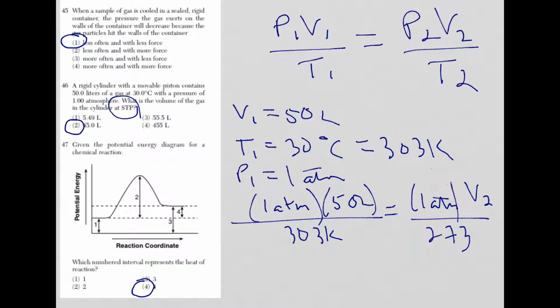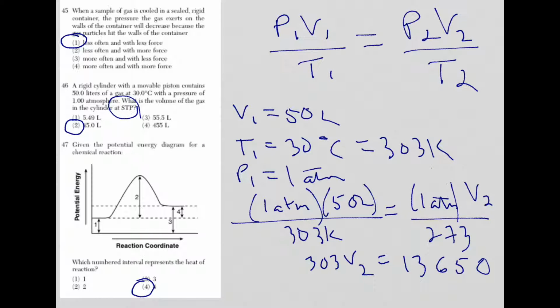where am I here? I'm just taking out my calculator. You should be doing the same thing. 303 V2 is equal to 50 times 273. So it's 13650. And I'm going to divide both sides by 303. And 45 is the answer. And lo and behold, 45 was the answer, choice 2.